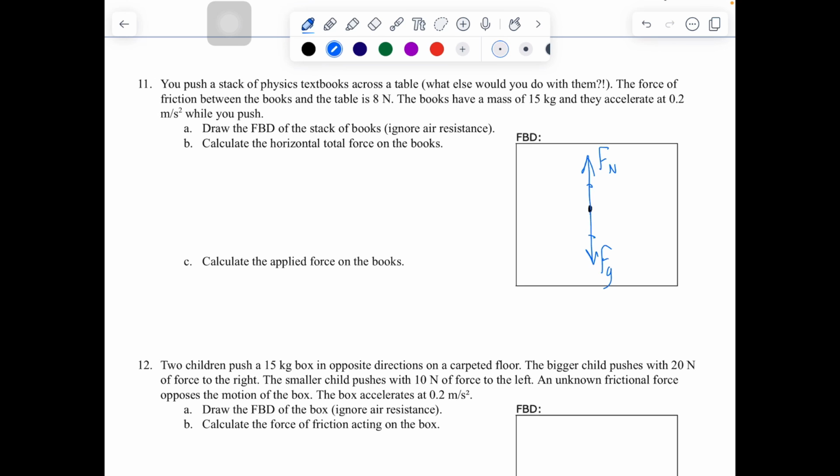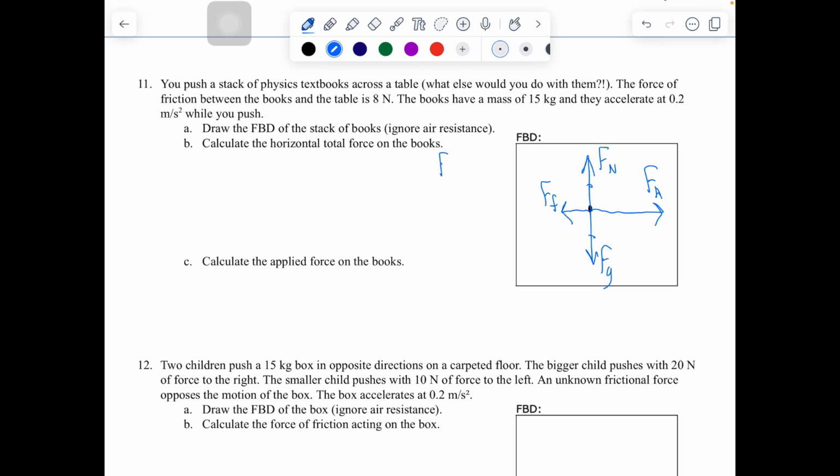We're pushing them to the right. We have some applied force. And there's some friction. We know they're accelerating. They're going to accelerate in the direction of the push. So I'm intentionally making that applied force bigger than friction to be unbalanced. Calculate the horizontal total force on the book.